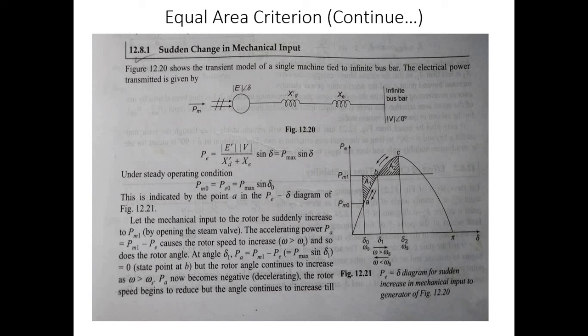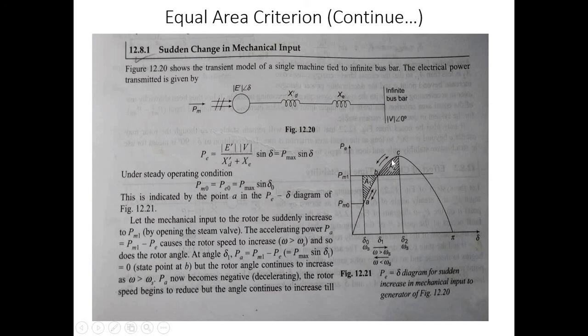But it is observed that the rotor angle del continues to increase as omega is greater than omega s, that is, the speed goes on increasing, and hence this del 1 again continuously goes on increasing and becomes negative.